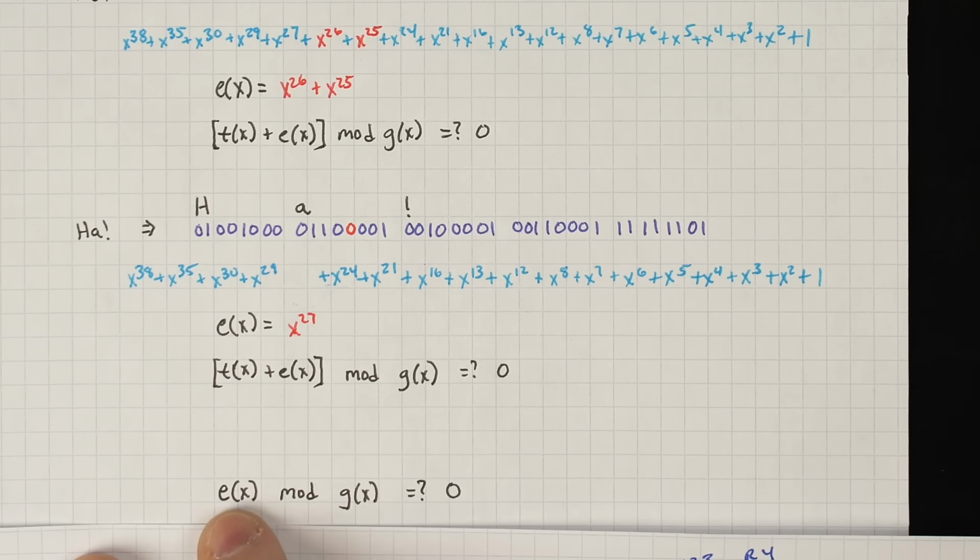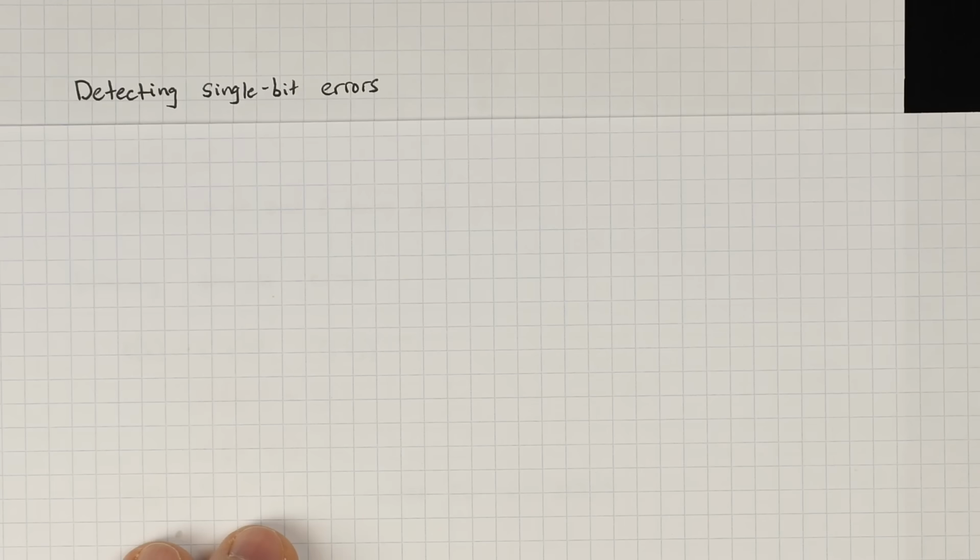So if we know what these errors might be, that is, we know what errors we want to try to avoid, then we can try to be clever and come up with a generator polynomial that doesn't divide into any of those likely errors that we suspect we're going to get. So let me show you an example of how we can reason about what our generator polynomial might need to be in order to detect certain types of errors.